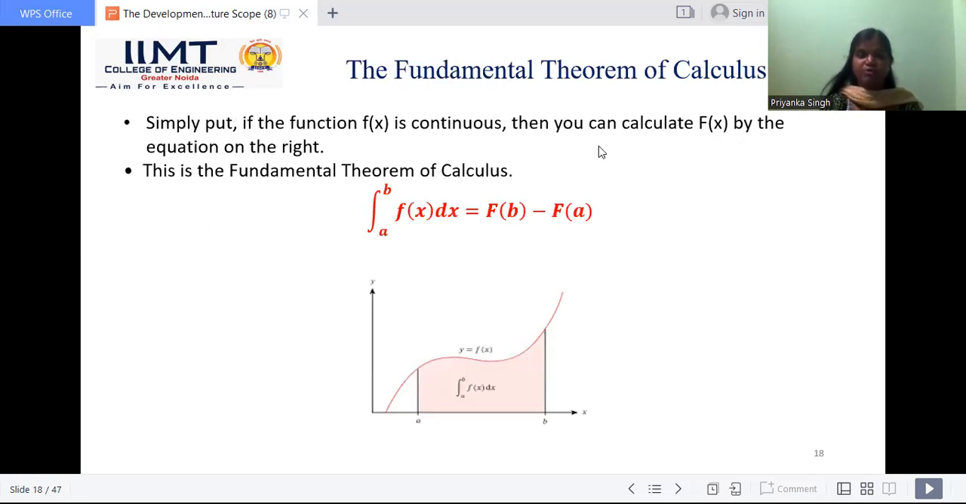The fundamental theorem of calculus. The fundamental theorem of calculus is defined: if the function f of x is continuous, then you can calculate it by the equation on the right. It is formulated as the integral from a to b of f of x dx equals F of b minus F of a. This graph is defined when the function is continuous.